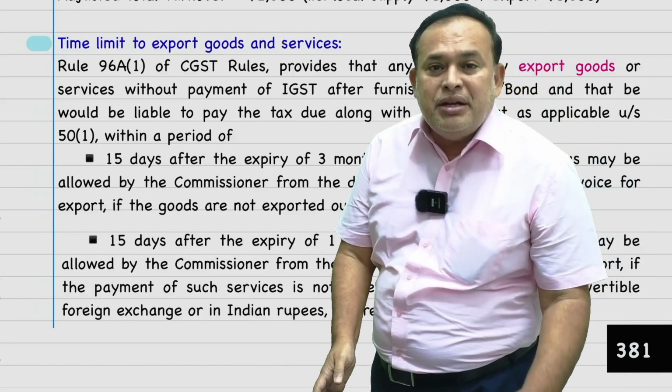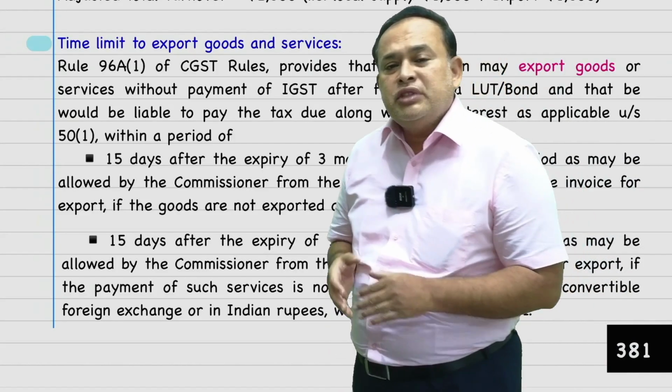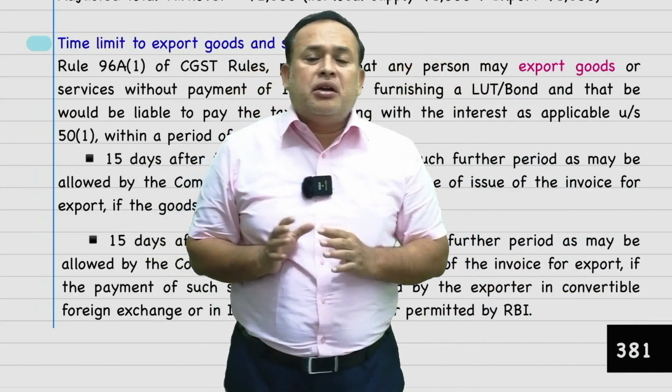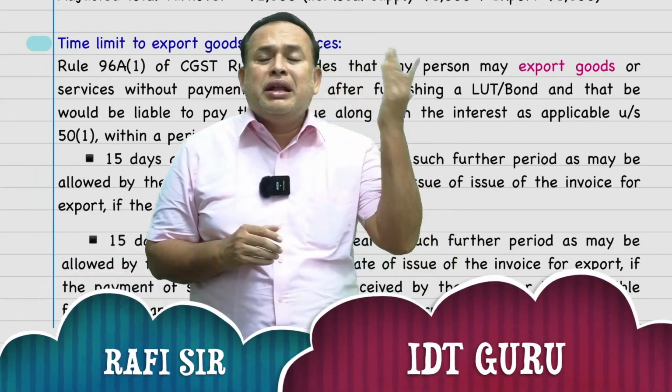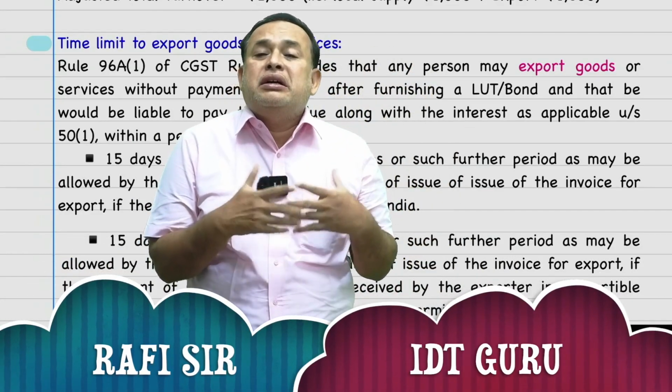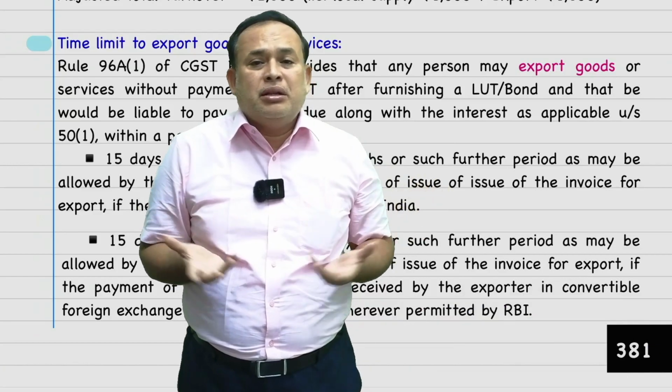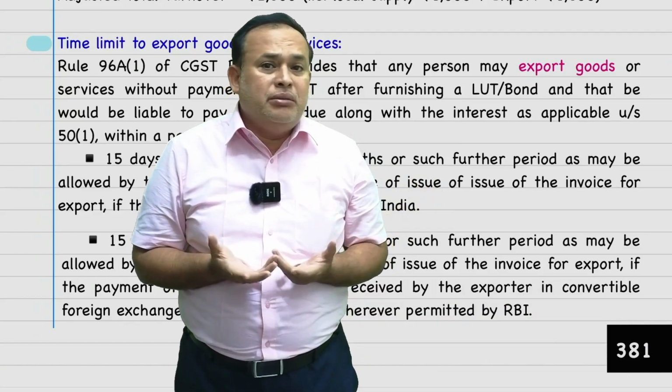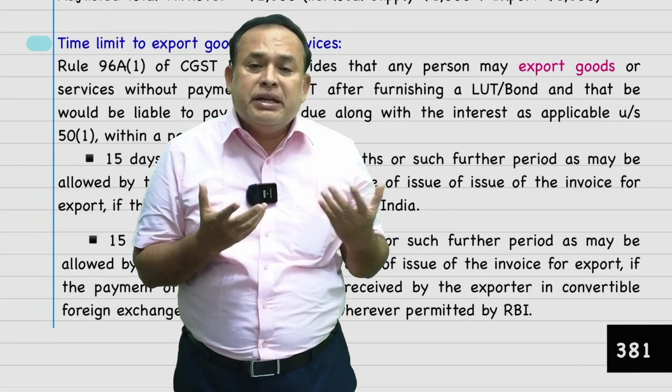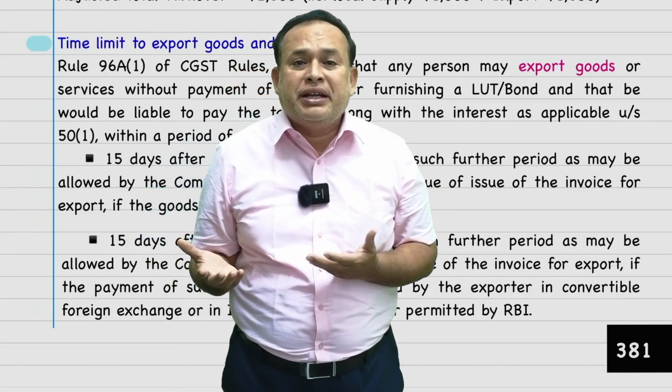Within which time limit, if you do not export the goods, you execute the bond, LUT, the letter of undertaking you have given. A bond is only required by the department when you are a risky person; then they demand the bond. Otherwise, there won't be any bond demand nowadays. They are encouraging the exporters just to execute a letter of undertaking on a letterhead.